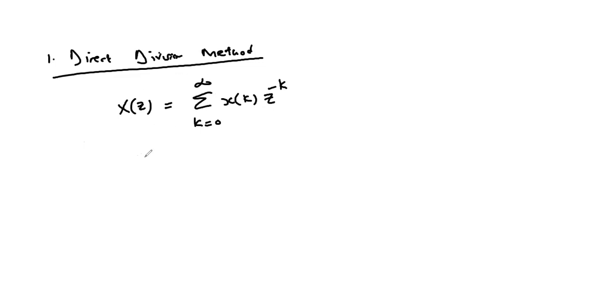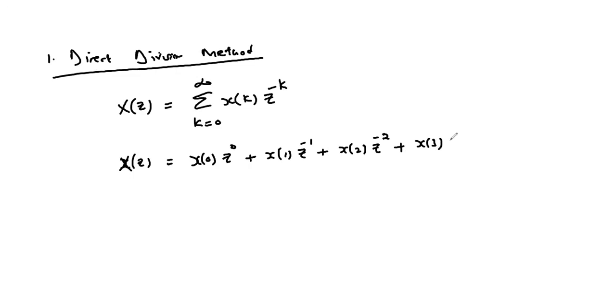The expansion of x of z from this formula can be written as x of z is equal to x of 0, z power 0, plus x of 1, z power minus 1, plus x of 2, z power minus 2, plus x of 3, z power minus 3, plus all the way to infinity, which we can write as x of 0 plus x of 1, z power minus 1, plus x of 2, z power minus 2, plus x of 3, z power minus 3.